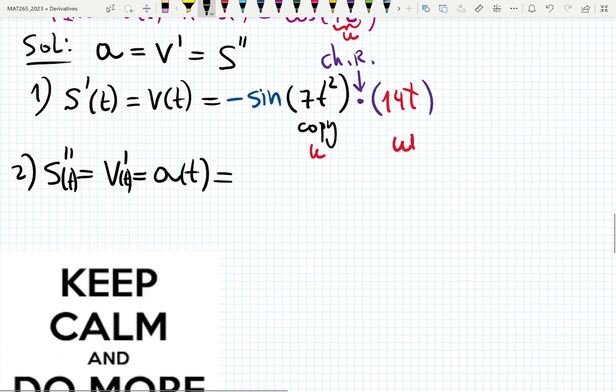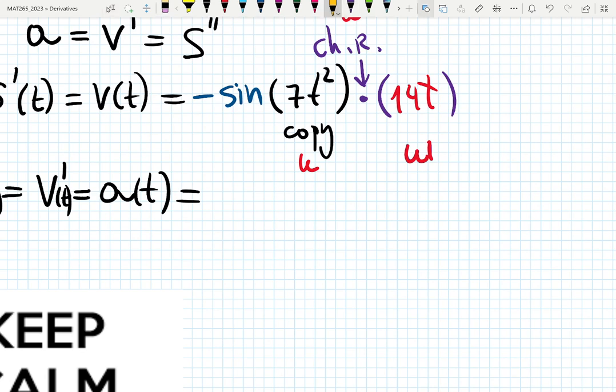Equals. Now I need to differentiate this. Maybe it's smart to put it in the box, so your eyes visually can concentrate on this. It's a very good psychological strategy to put important stuff in the box so your eyes can concentrate. How to differentiate that?